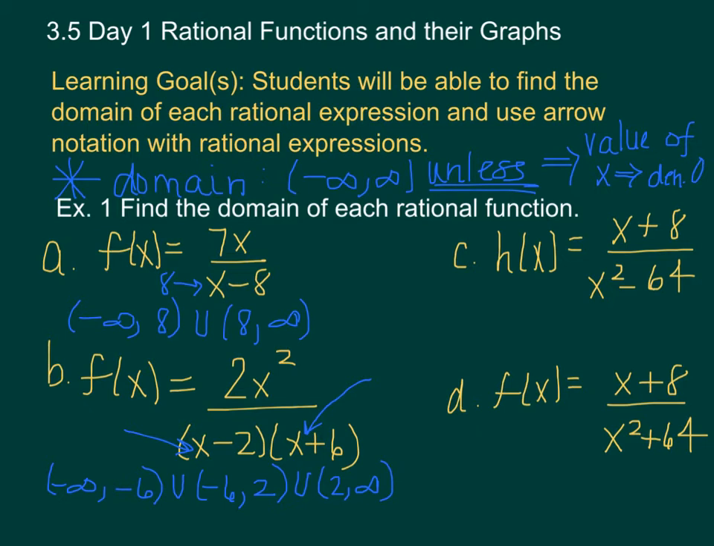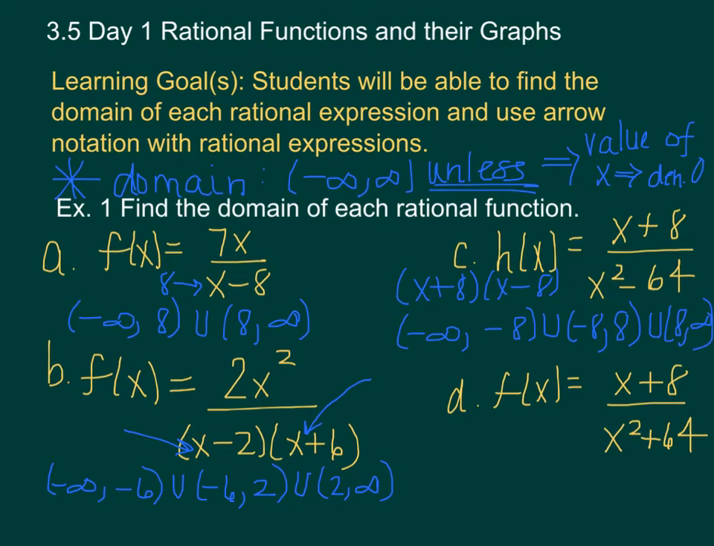C. Now C needs to be factored first. X plus 8, x minus 8. And then you do, is there a value of x that will make your denominator 0? There are two of them. And remember, we have to do it smallest to largest. Negative infinity to negative 8, union negative 8 to 8, not including those two, union 8 to infinity.